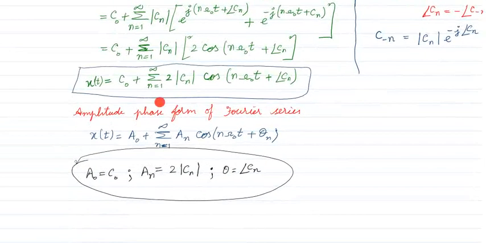Now already we know, in the last video we have seen the amplitude and phase form of the Fourier series. So this is the amplitude and phase form of the Fourier series. If we compare these two, A naught in amplitude phase form is equal to C naught. A n is equal to 2 magnitude of C n, and theta n is equal to angle of C n. So this is the relation between the amplitude phase form and the exponential form of the Fourier series. A naught, A n, theta n represent the amplitude phase form. C naught, and the magnitude and angle of C n represent the exponential form of the Fourier series.